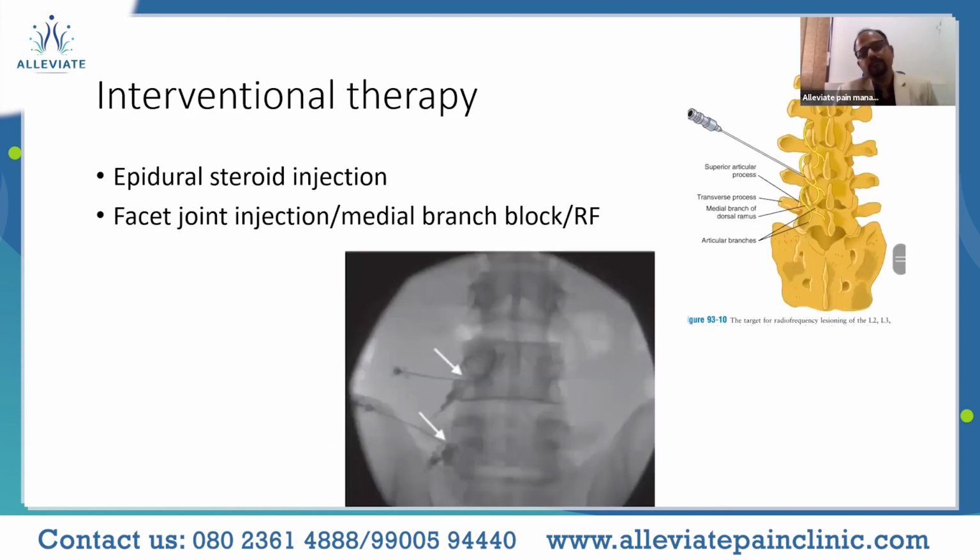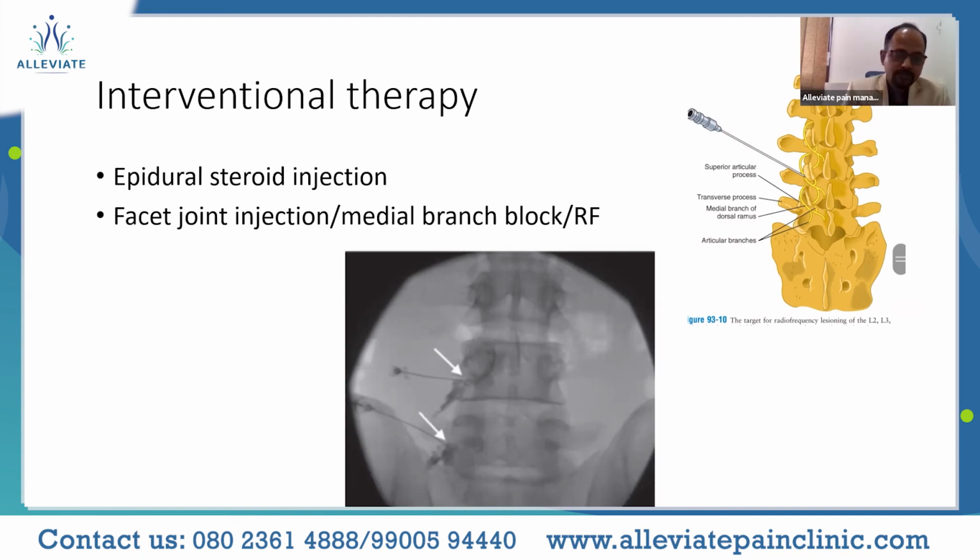So now we know, once there's a failure of these non-interventional modalities, we go ahead with the interventional therapy, which could be a simple epidural steroid injection. More often, we have to rely on the transforaminal approach, because you know that in surgery, as you can see, the laminas are missing. So there's a laminectomy, and then we need to go ahead with transforaminal injections.